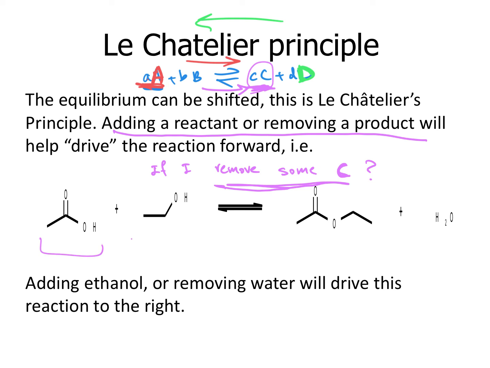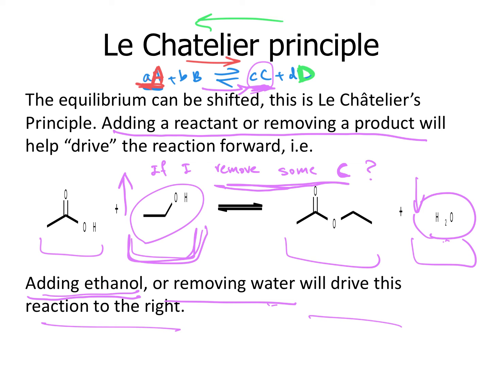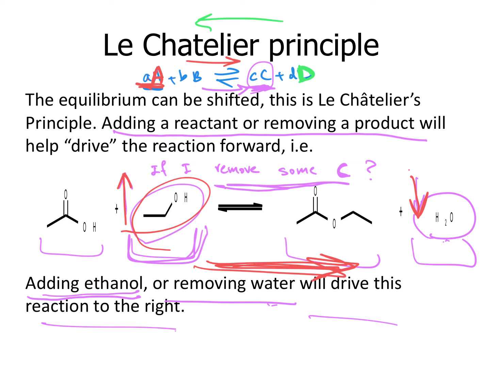Okay, and here your book gives an example of a reaction, and it says that adding ethanol or removing water, so you have water here and this alcohol here, if you add more of this or remove water, will drive this reaction to the right. Because if you decrease the amount of water, your reaction goes this way to compensate for that. And also if you increase this reactant here, again the reaction goes this way to compensate for that. Does this make sense? Questions?